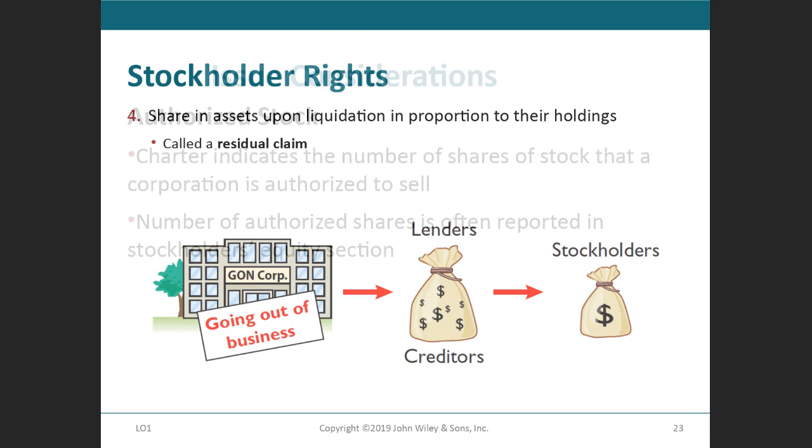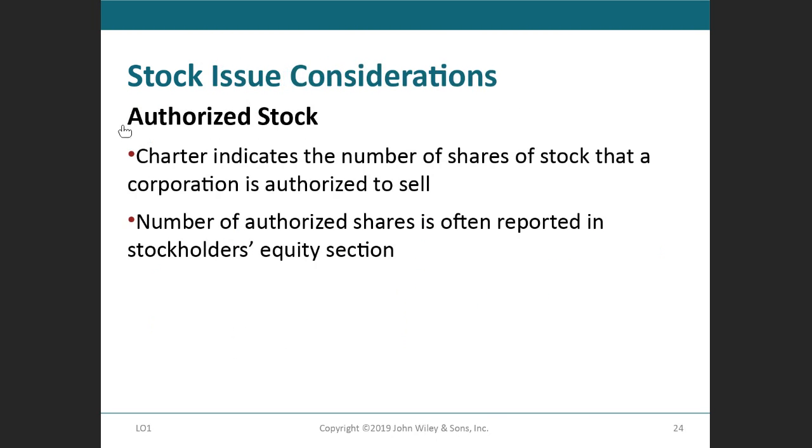So let's look at this a little bit. We have something called authorized stock. Every company has a number of authorized stock that is given to the company when it's formed, and it can issue up to that number, okay? That is the maximum number of stocks that they can issue. That is called the authorized number of stocks. This is usually reported in the stockholders' equity section, how many stocks are authorized and how many have been issued, okay?